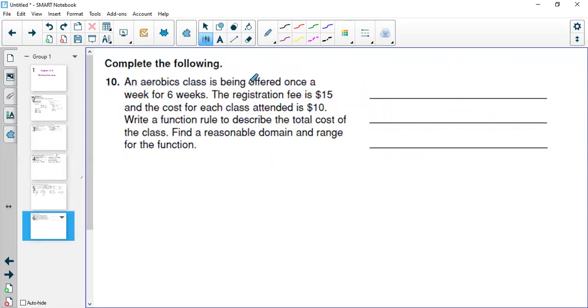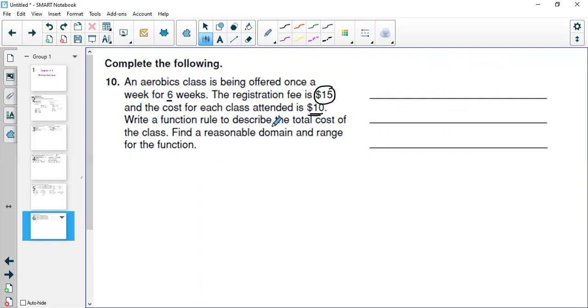An aerobic class is being offered once a week for 6 weeks. So aerobic class, almost like a gym, dancing one, right? Once a week. So the class is once a week, but for 6 weeks. The registration fee, that is, whenever you go for any kind of gym or any kind of class, there is a registration fee which must be paid. So that's $15. And the cost for each class attended is $10. So if you are attending one class, you need to pay $10. But $15 is a must you have to pay. Later, however many classes you attend, you need to pay $10 for each class.